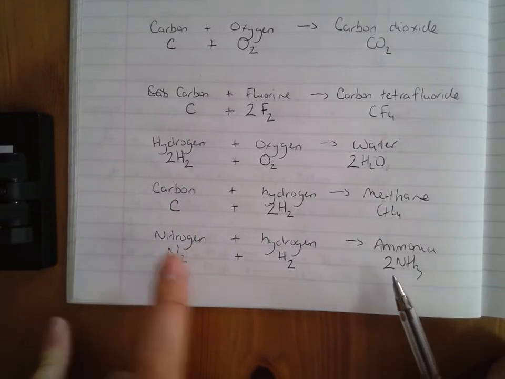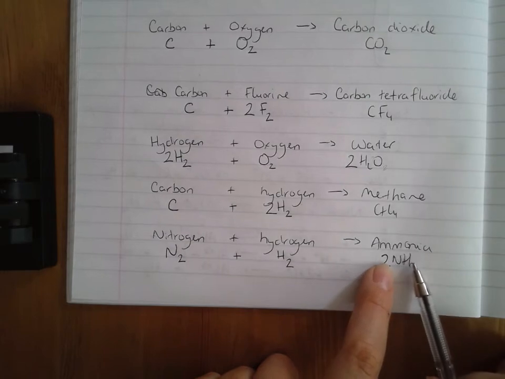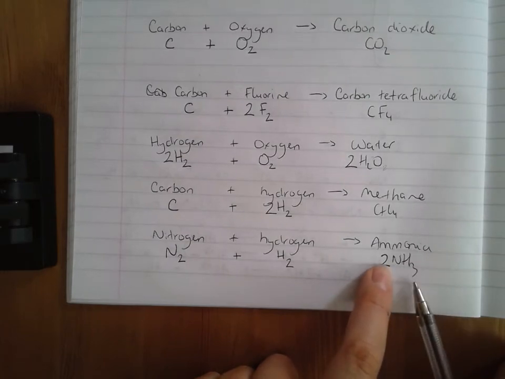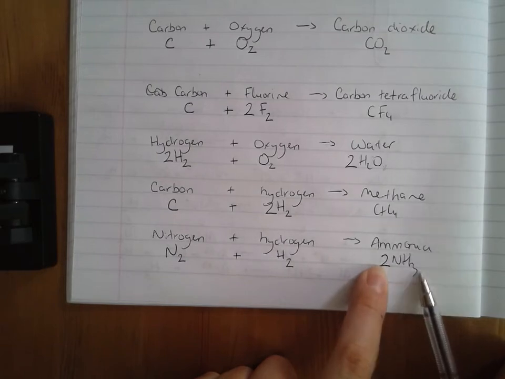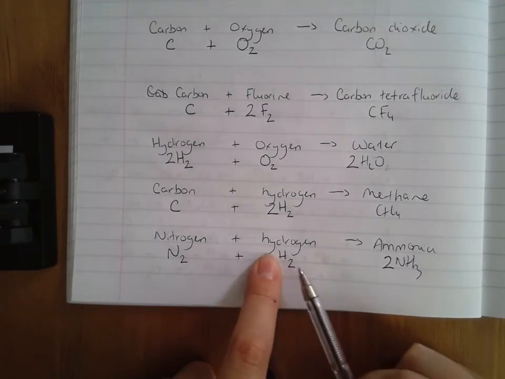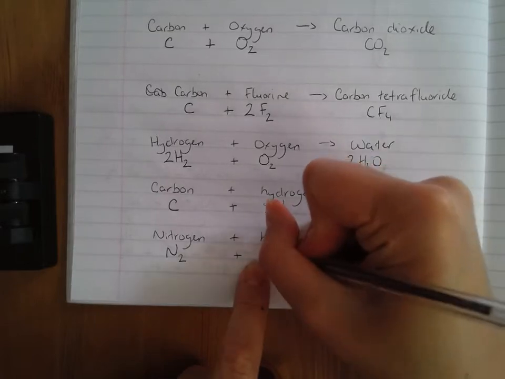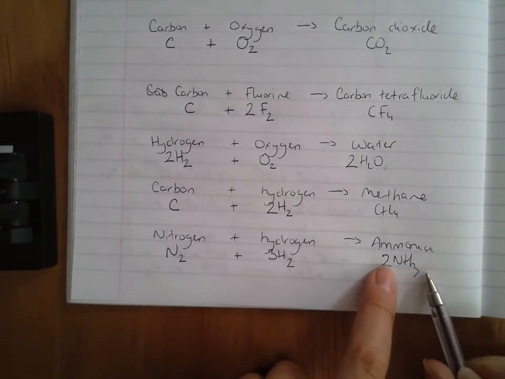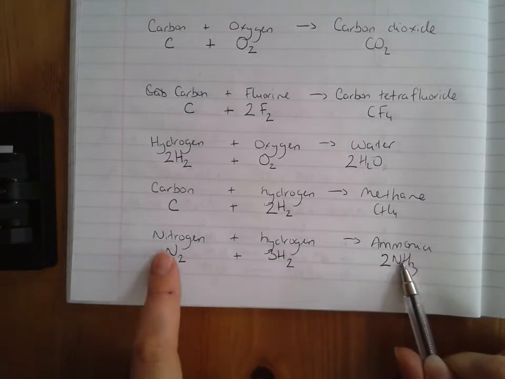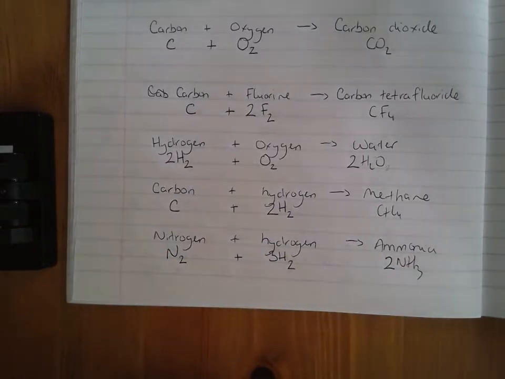All right. In doing so, though, I've also changed the number of hydrogens. I've now got 2 times 3. I now have got 6 hydrogens on the right-hand side. I need 6 hydrogens on the left. I've currently got 2. If I multiply by 3, then I've got 6 hydrogens on the left, 6 hydrogens on the right, 2 nitrogens and 2 nitrogens.